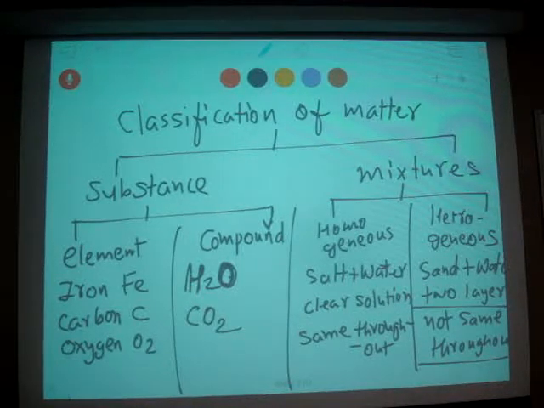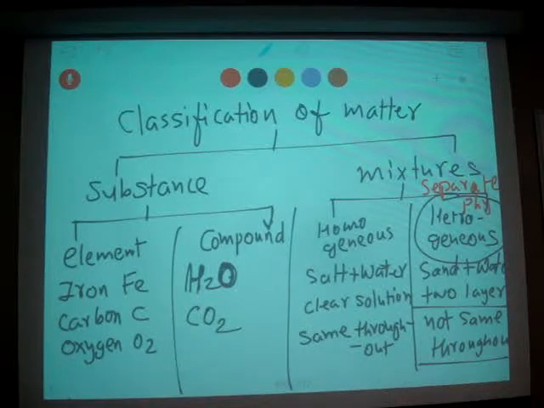So physically you can separate. This heterogeneous mixture, you can separate physically. This one, yes you can, but you need more efforts to separate them out, right? You can evaporate and then you can separate, right?